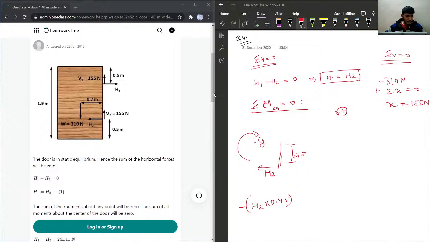So for V2, the perpendicular distance is 0.7, so this will cause anti-clockwise moment. This will be plus 155 into 0.7. Then we'll go for H1. Again here we have H1 and this distance will be 0.45 and it is causing a clockwise moment. So we'll have minus H1 into 0.45. Then we have V1. V1 is this and this is 0.7, so V1 will cause 155 into 0.7. This will sum to 0.